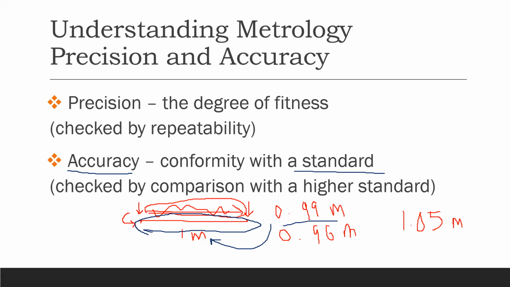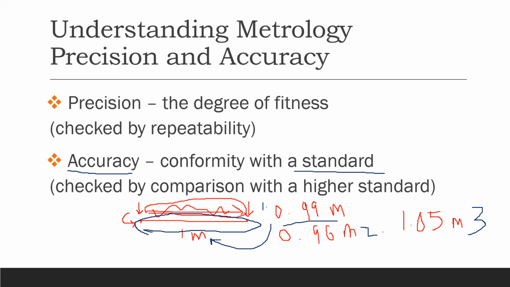Precision is different. For precision, we're not doing this. So let's say the first time you measure, you got 0.99. The second time you measure, you got 0.96. The third time you measure, you got 1.05. And you take a look at it. So this data that you measure is showing you how precise your measurement is.